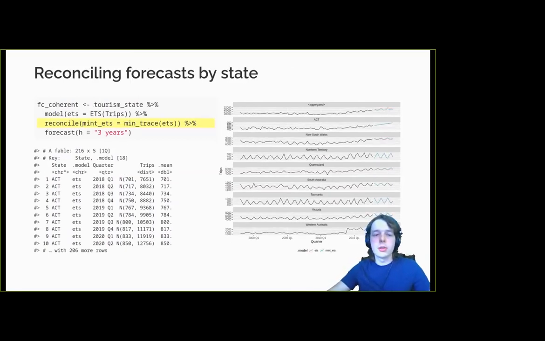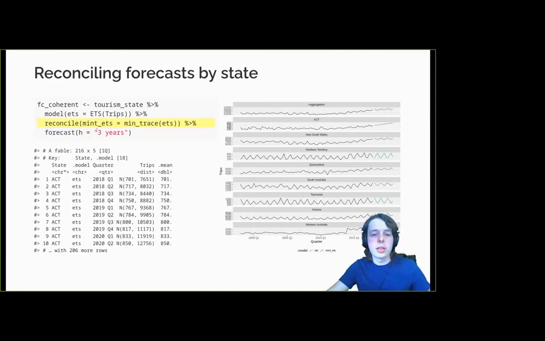So you can use the reconcile function, which modifies the model in some way. Then you can specify a reconciliation method. In this case, I'm using optimal reconciliation using minimum trace. I'm using that method on the ETS models to produce a new model, which will be the min-trace reconciled version of the ETS model. And we can then forecast that again.